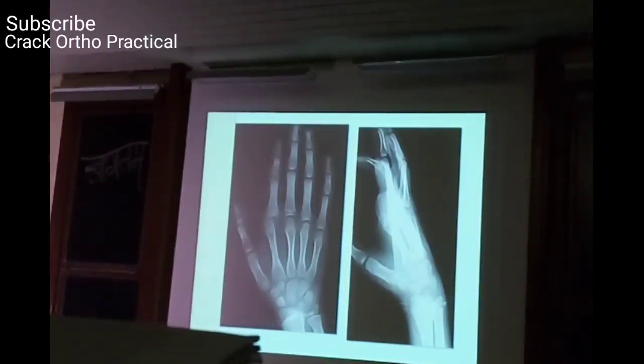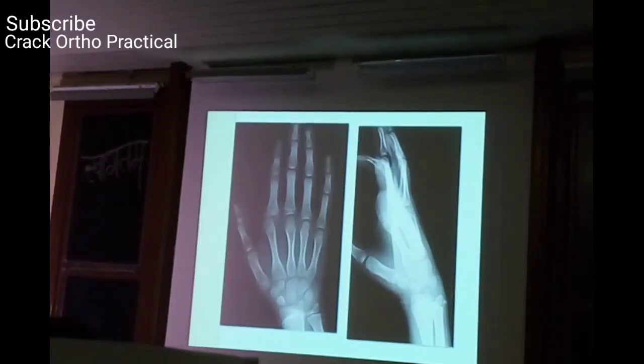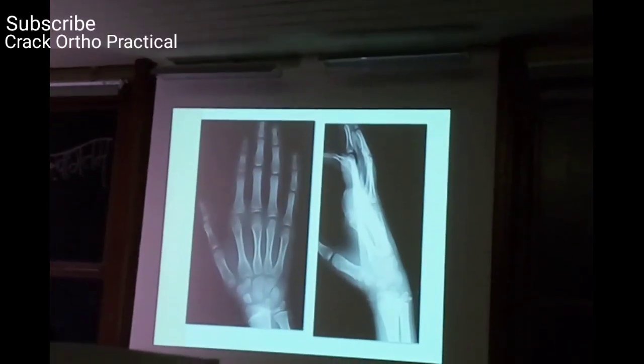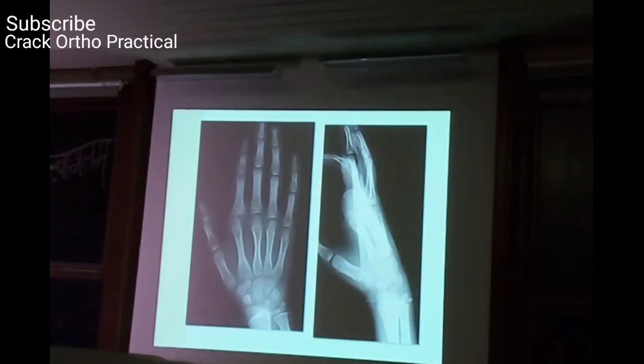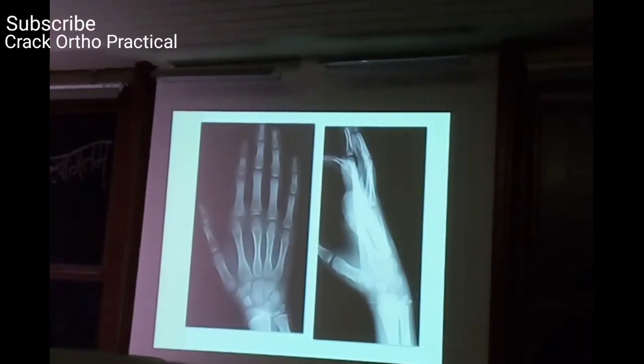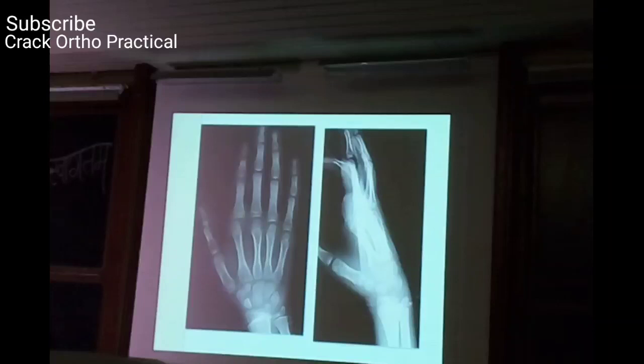So that's why you should look at 2 different views. Otherwise, what you see as a simple subluxation can be a very difficult situation. And particularly in the hand, you will always see a situation where the phalanx looks subluxed. Please take another view and it will be dislocation rather than subluxation.